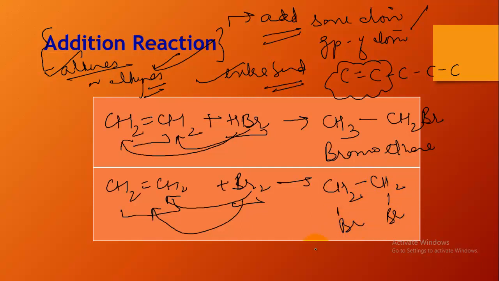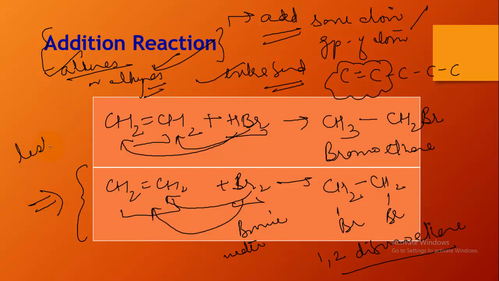And how are we going to name that? It is 1,2-dibromoethane. This reaction between ethene and bromine water has a practical importance, as it is used to test the presence of alkenes, or you can say it is the identification test for alkenes, because when this reaction occurs, bromine water gets decolorized.